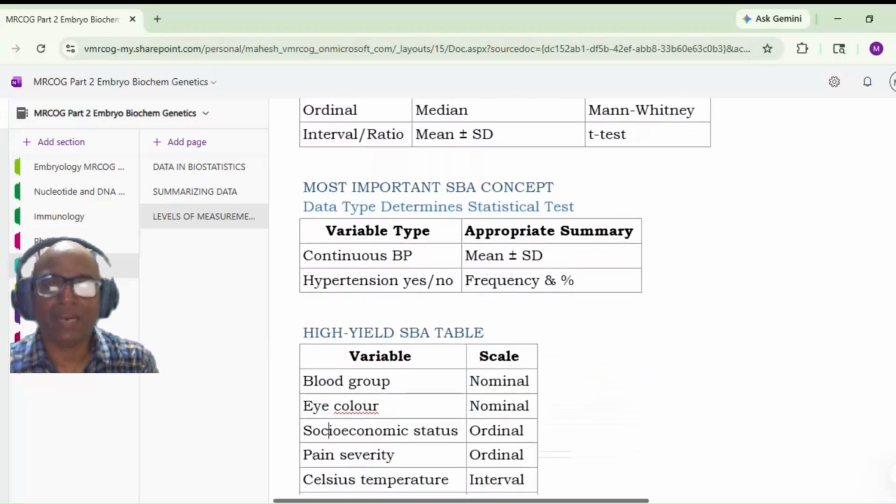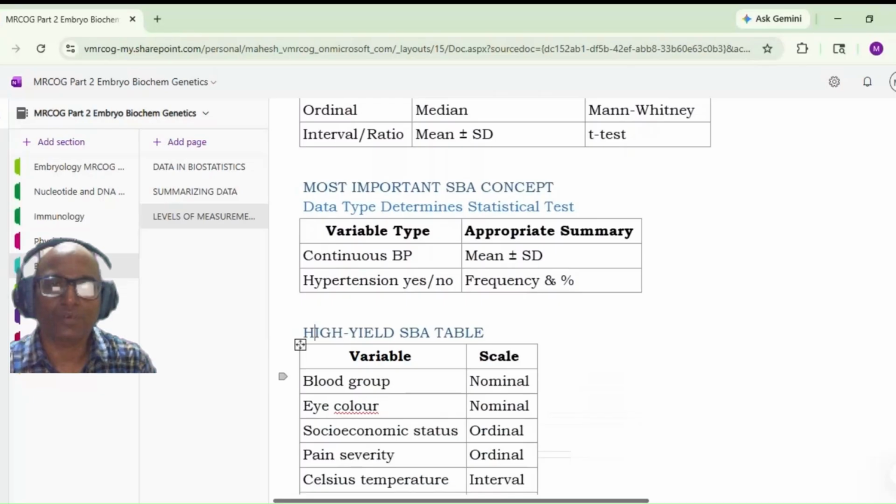So data type determines the statistical test. Now blood pressure is a continuous variable, so you will describe it with the help of mean and standard deviation. While hypertension is a category, yes or no, you will describe it with frequency and percentages. I hope you have understood. So you have converted the continuous variable into a categorical one. When you are dealing with a continuous variable, you will use mean and standard deviation. But once you have made it a category, you will have the frequency and the percentage.